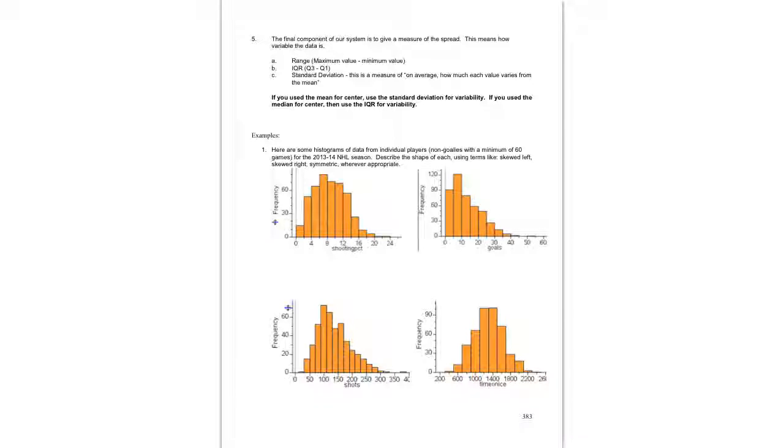So first I want to pick the obvious ones. If you were to pick one that was obviously symmetric, I would say it's this bottom right one. Okay, definitely very evenly spread out from left to right, so we call that symmetric. We also have a couple obvious skewed ones. Here on the top right is definitely, it tails off to the right there. So this would be skewed right.